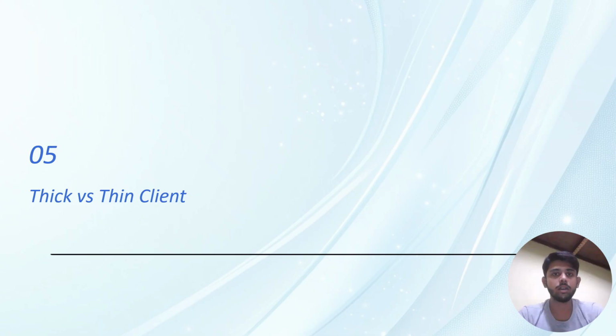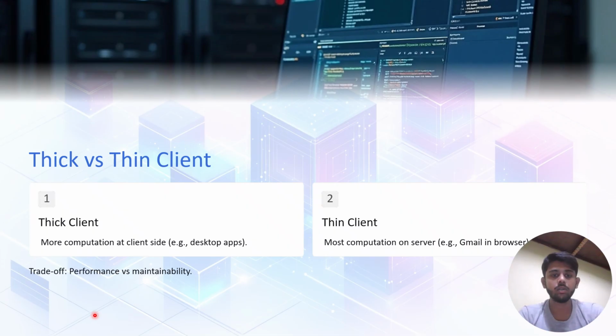Next, let's see the difference between thick and thin client. As you know, when we have a client server architecture, the client will also perform some computation, and the server will also perform some computation. But if more of the computation is performed on the client, we can call it a thick client. If less computation is performed on the client and more computation is performed on the server, it is called a thin client.